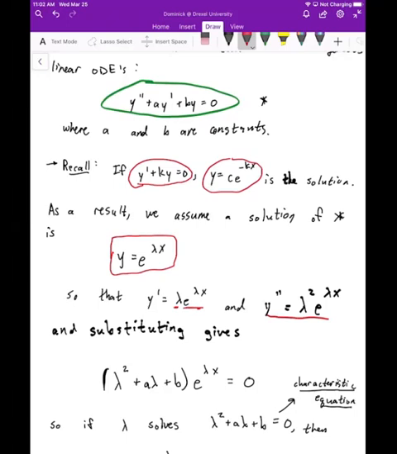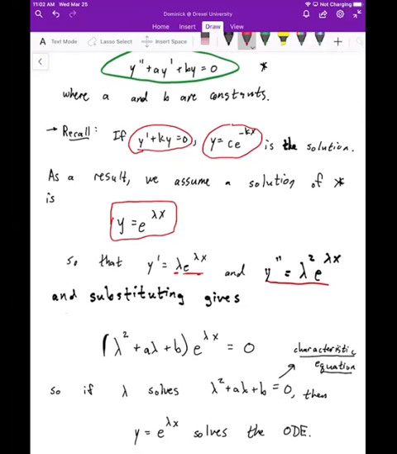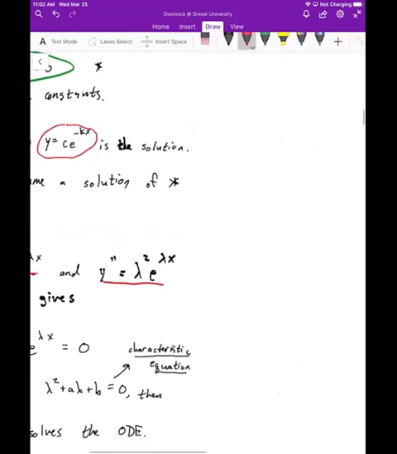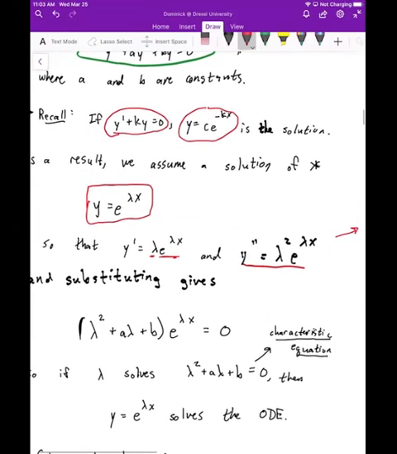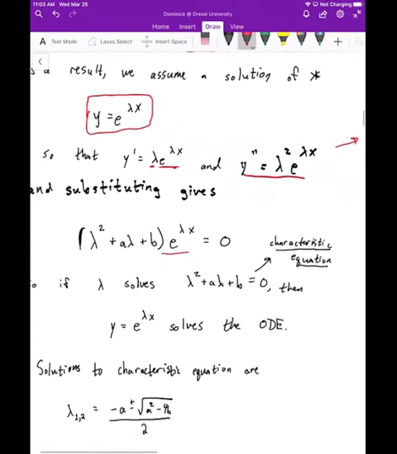So now, when you substitute this into your ODE, in slow motion, I'll do this off to the side: if you're looking at y double prime plus a y prime plus b times y equals 0, then you get lambda squared e to the lambda x plus a times lambda e to the lambda x, and then plus b times e to the lambda x. Now you can factor out that e to the lambda x, and what you're left with is this second degree polynomial, lambda squared plus a lambda plus b.